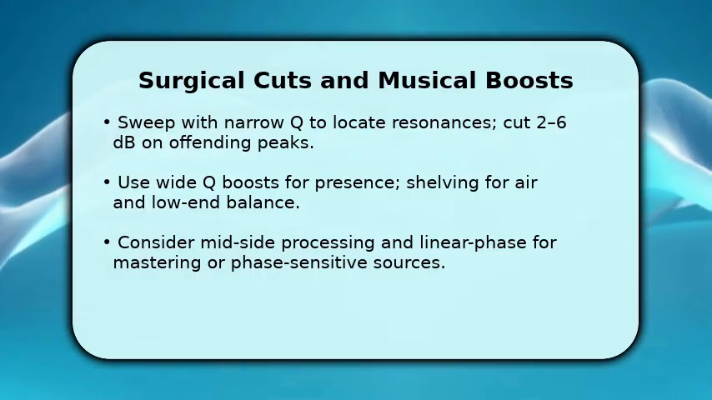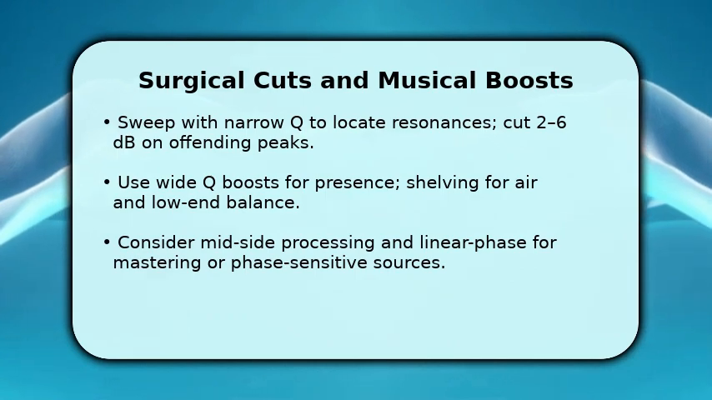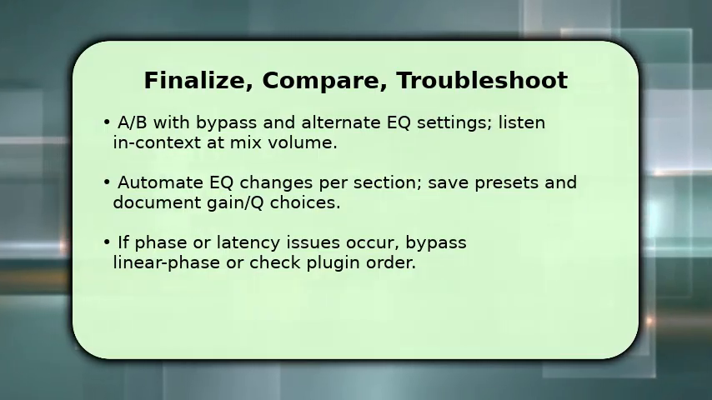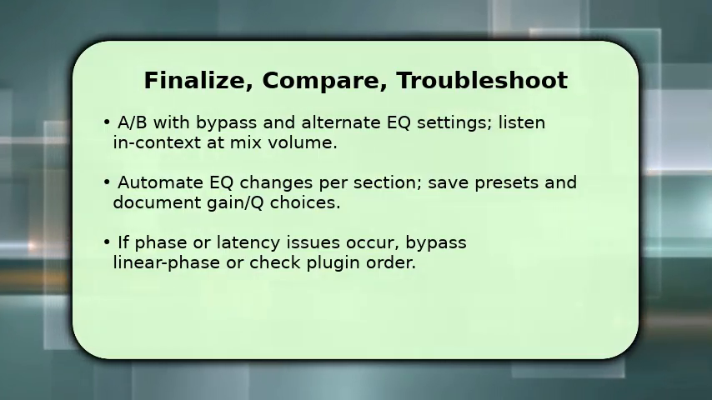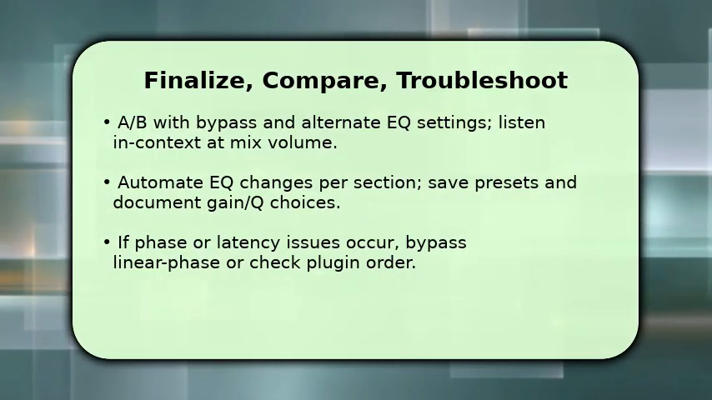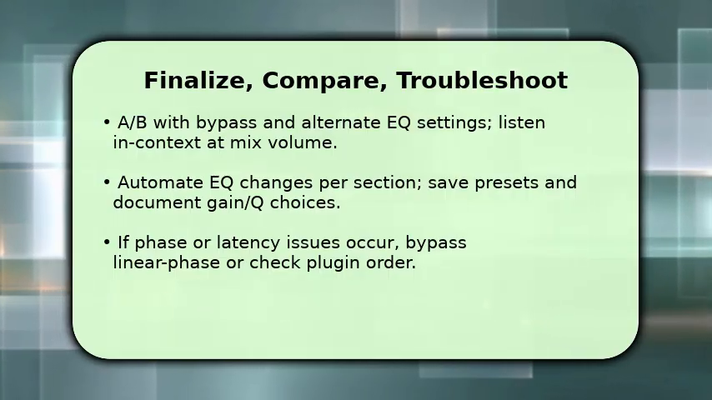You finish by comparing your EQ decisions. Toggle bypass and alternate settings to confirm improvements in the full mix, not soloed. Then automate specific EQ moves for song sections and save presets to recall tone quickly. Make sure gain staging remains healthy.